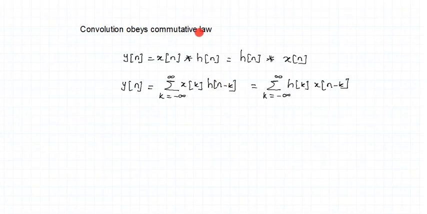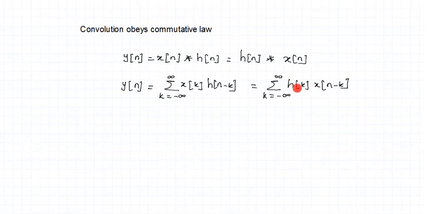But convolution obeys the commutative law. It means that the result of xn convolved with hn is similar to hn convolved with xn. This commutative law says that if you convolve xn with hn, the result will be similar to if you convolve hn with xn. Both result in the same output. So with respect to hn convolved with xn, the modification in the convolution equation is that k goes from minus infinity to plus infinity of h of k into x of n minus k.